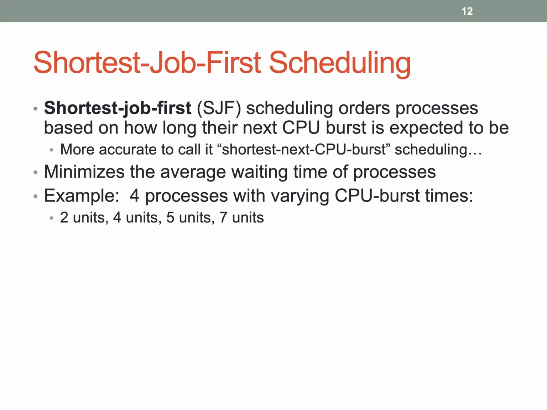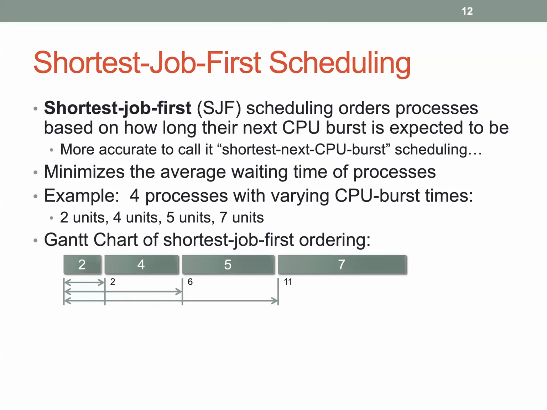I have here a couple of examples. 4 processes with varying CPU burst times: 2 units, 4 units, 5 units, and 7 units. And so you might have it unfold like this. The 2-unit process runs first. Let's assume that our estimates are correct, which is another great assumption, right? But so we go ahead and run our shortest process first, then the next shortest, and so forth, okay?